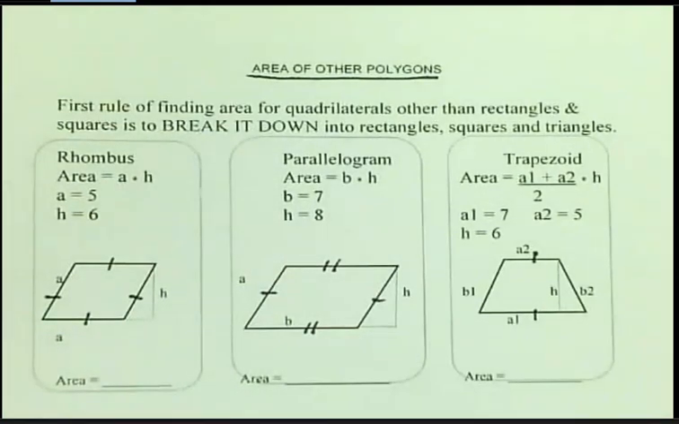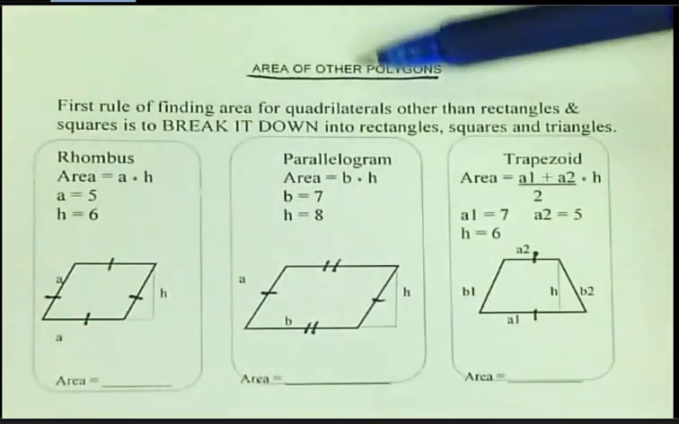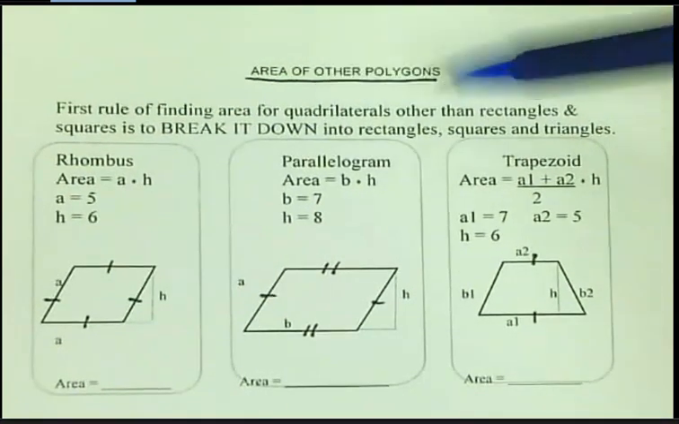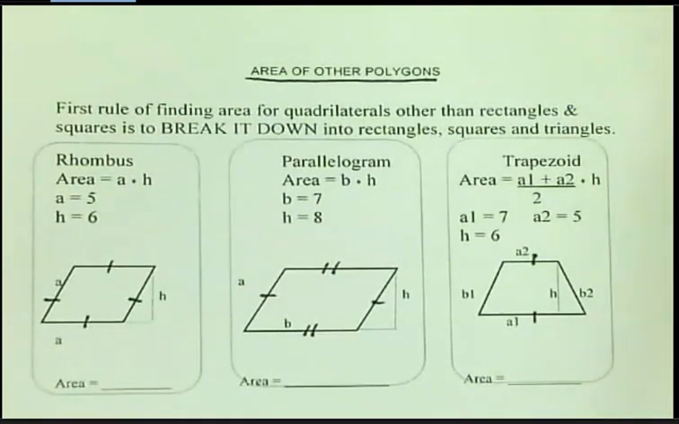All right, math minions. We're here to look at some more area of some polygons, right? Now, I put at the top of this, first rule of finding area for quadrilaterals other than rectangles and squares is to break it down into rectangles, squares, and triangles. And you can do that, right? That is a way to do this.